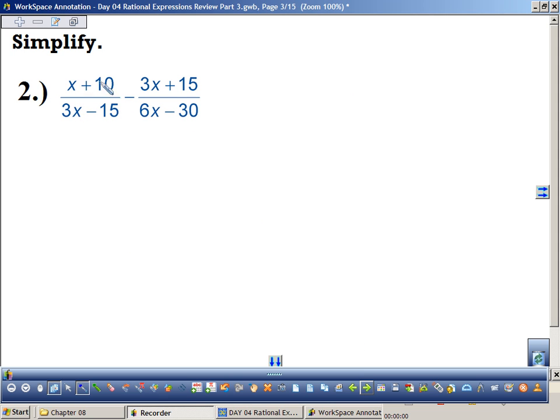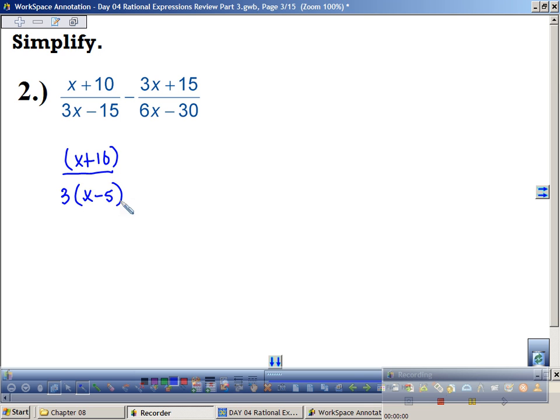I'm going to break everything down. I can't break anything down here, so it's just x plus 10. In the denominator, I have 3 times x minus 5. In this numerator, I'm not going to break this down. You know why? Because I'm just going to have to re-multiply. We can do it, that's fine. 3 times x plus 5. I know that it's not going to work, that's why I don't want to do it, but just for our purposes here, let's just go ahead and factor it. All right, and this one is 6 times x minus 5.